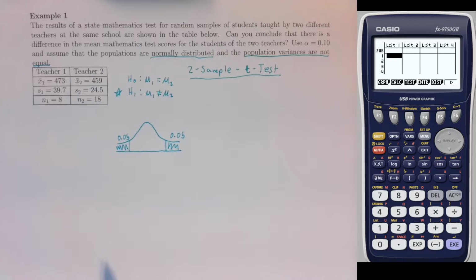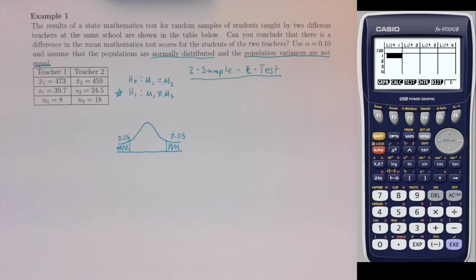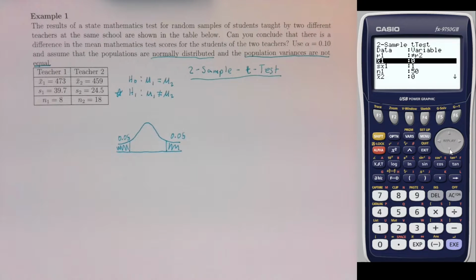Next, we need to do the test statistic. So we're going to plug these values in to the calculator. So we go to test, T2S. First, I want to do a two-tailed test, so F1. X bar 1 is 473. Standard deviation 1 is 39.7. N1 is 8. X bar 2 is 459. Standard deviation 2 is 24.5.